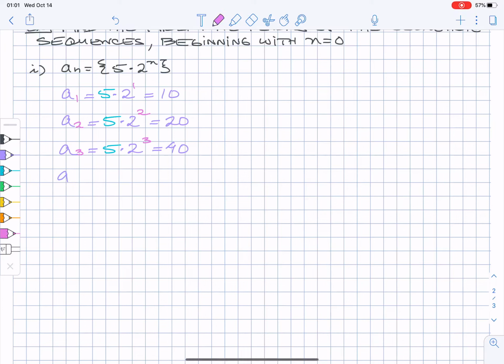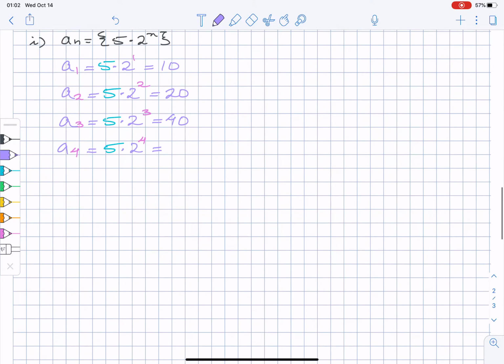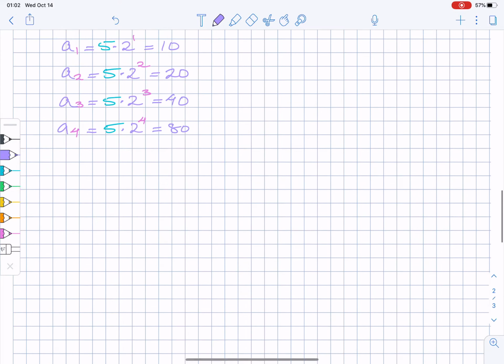A sub 4, I claim, will be 5 times 2 to the fourth. Remember, the exponent is only on 2. 2 to the fourth, of course, is 16. 16 times 5. 5 times 10 is 50. 6 times 5 is 30. 50 plus 30 is 80. Should not give away the answer beforehand.